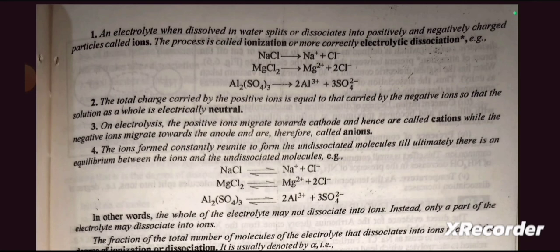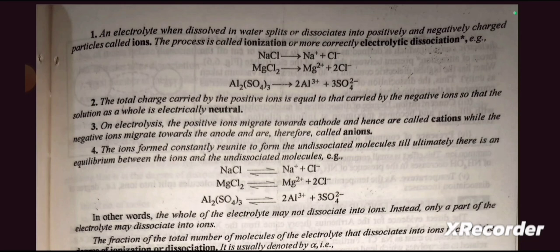First, an electrolyte when dissolved in water splits or dissociates into positive and negative charged particles called ions. The process is called ionization or more correctly electrolytic dissociation. For example, NaCl gives Na+ plus Cl-. MgCl2 gives Mg2+ plus 2Cl-. Al2(SO4)3 gives 2Al3+ plus 3SO4 2-.